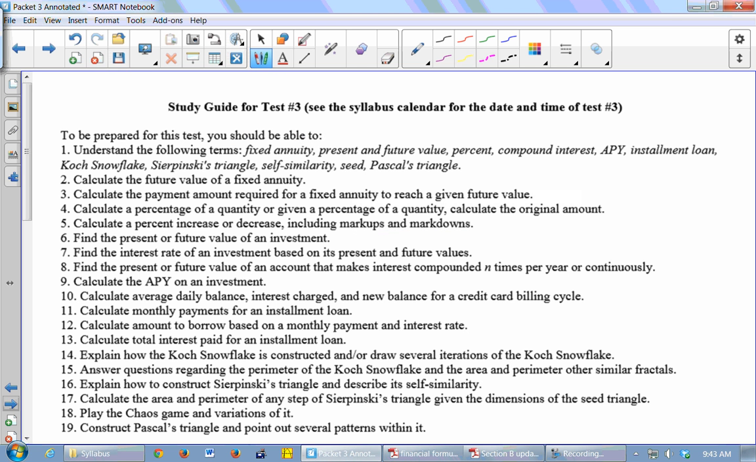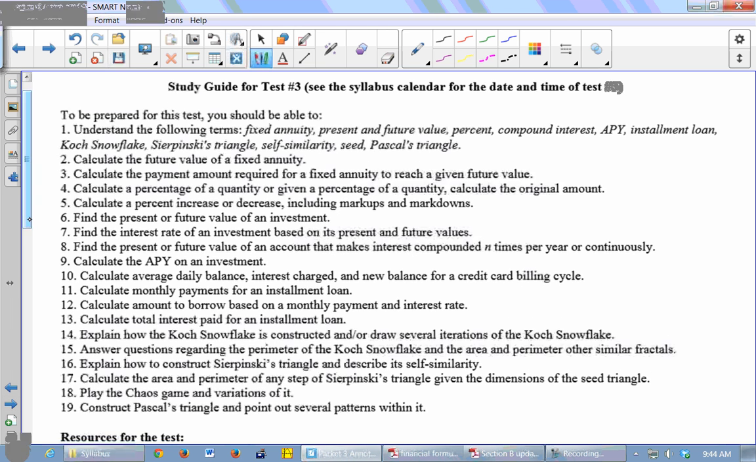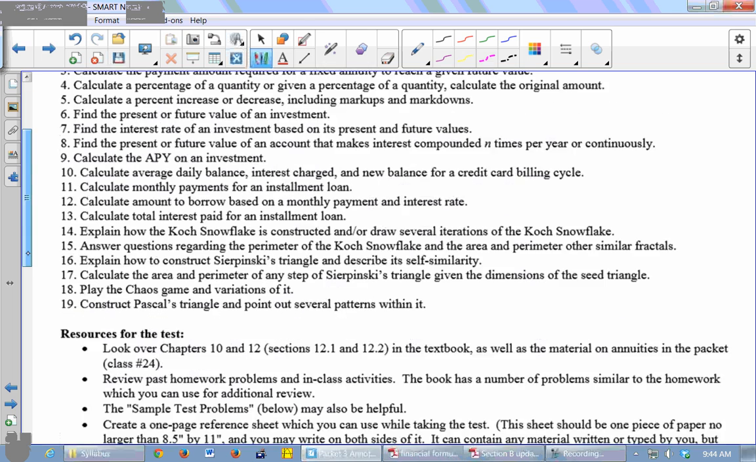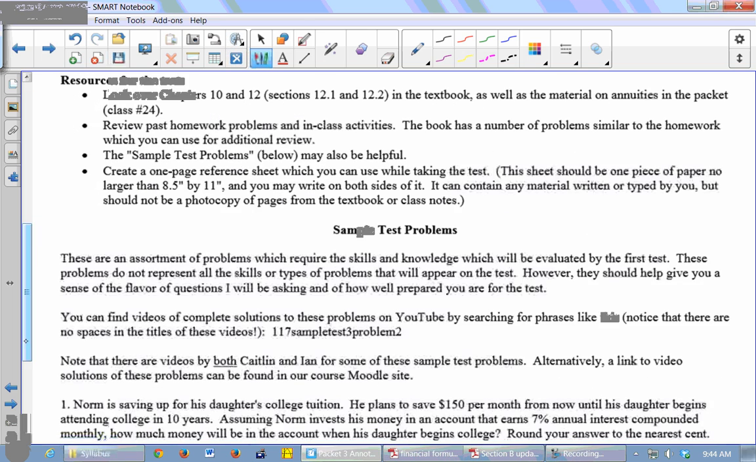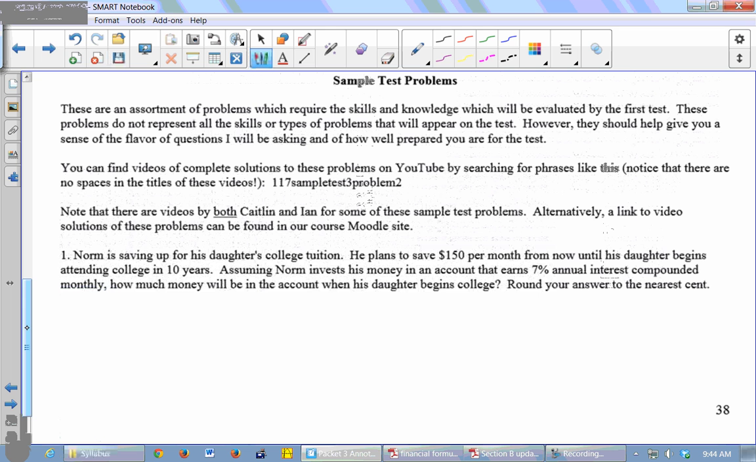So the study guide is the last thing in your packet. This is a list of things that you should be able to do. So as you're studying, you might check these off. List of resources, and then the sample test problems are really key. If you can do these, you should be totally fine on this test.